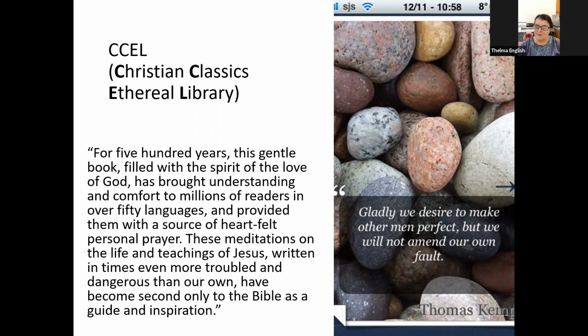I like this quote, and I like it because it has rocks in the background, and I happen to love rocks. Gladly we desire to make other men perfect, but we will not amend our own fault. Isn't that the truth? We're always willing to help other people change themselves and become more like Jesus, but very rarely do we want to do that ourselves.